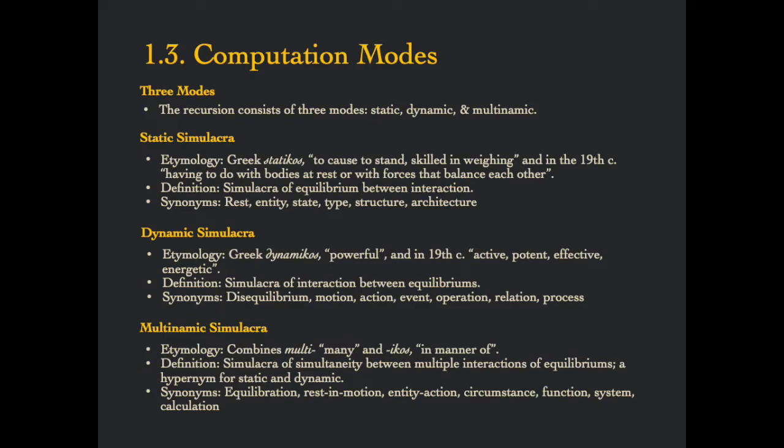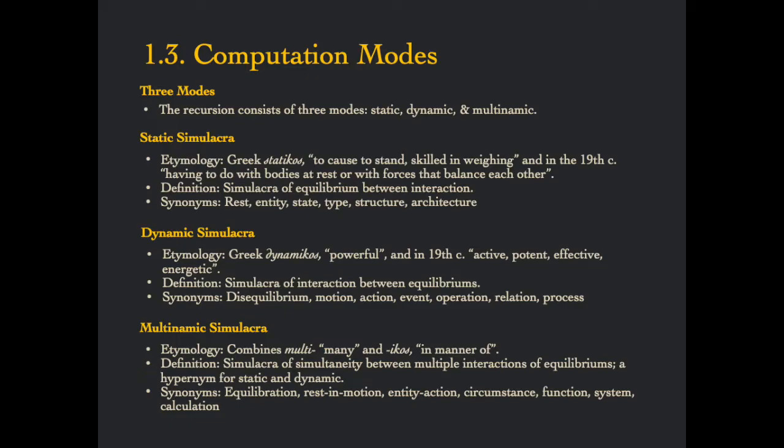Dynamic simulacra. The word dynamic is etymologically derived from the Greek dynamikos, which meant powerful, and then in the 19th century it took on the meaning of active, potent, effective, and energetic. So the definition that I give to dynamic simulacra is simulacra of interaction between equilibriums. And synonyms would be things like disequilibrium, motion, action, event, operation, relation, and process.